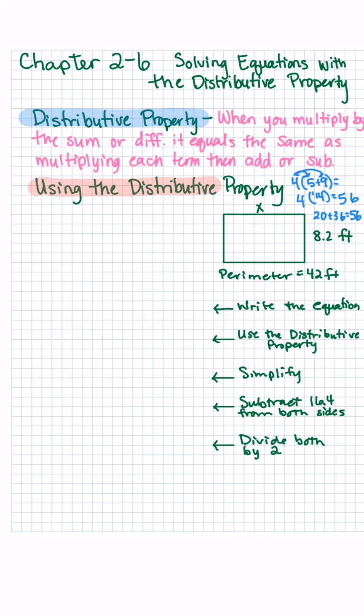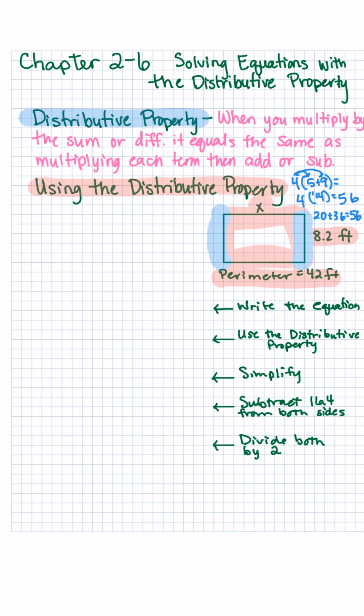So let's look at an example here, using the distributive property. So we have this rectangle and this side is 8.2 feet. This one we don't know. The perimeter around the whole thing equals 42 feet. And it wants us to find what the length of a fence would have to be to use all 42 feet. So if these are 8.2, how much can the others be? So let's put an equation together.